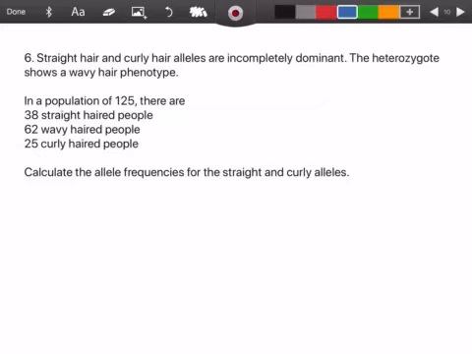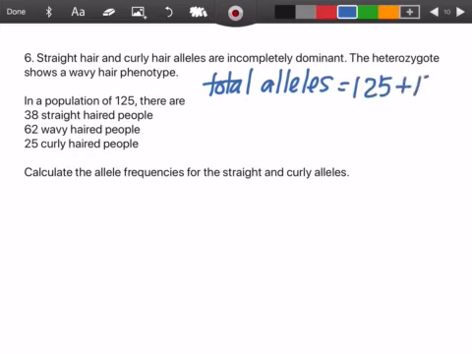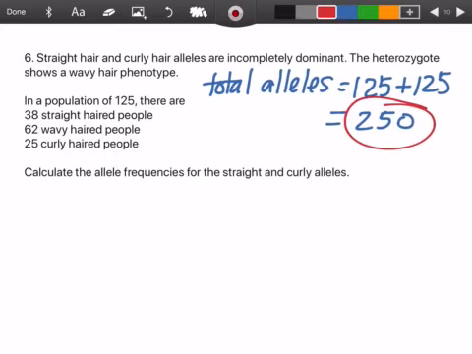Now, in order to calculate our allele frequencies, we need to first calculate the total number of alleles in the population. So our total alleles is going to be based off of the number of individuals in our population. Now, keep in mind that every individual has 2 versions of each allele. They might be the same or they might be different, but each individual carries 2 alleles for the hair phenotype. So if we have 125 individuals, our total alleles in the population is going to be 125 plus 125 for 250 total alleles.